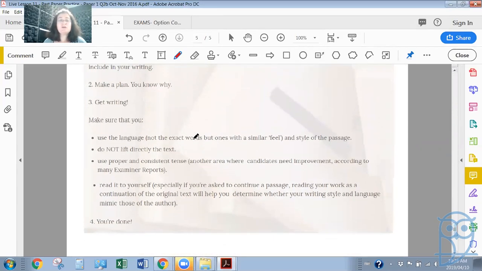Make sure that you use the language, not the exact words, but ones with a similar feel and style of the passage, okay? So that's the whole point. It has to be your own words. It must seem like it's coming from that person. Do not lift directly from the text. In other words, do not have a sentence exactly in the same wording from the text in your directed writing. Do not. Use proper and consistent tense.